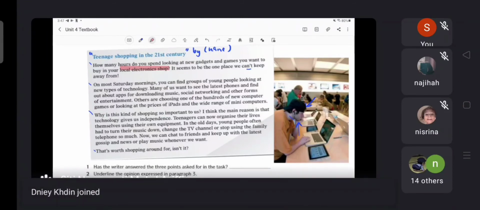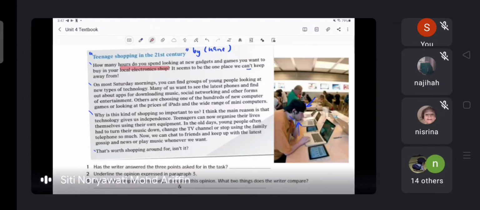Okay, anyway, what about the second point? What do they want to buy? Is it mentioned in the second paragraph or the first paragraph? It is there, right? Okay, in the second paragraph, he gives the list of what these teenagers want to buy at the local electronic shops. He says there are many. They are looking at new technology, so they want to see the latest phones, find out about apps, and then new computers, iPads, and the wide range of mini computers. The wide range means many different kinds, like this one, all sorts of things they look at in the shop.